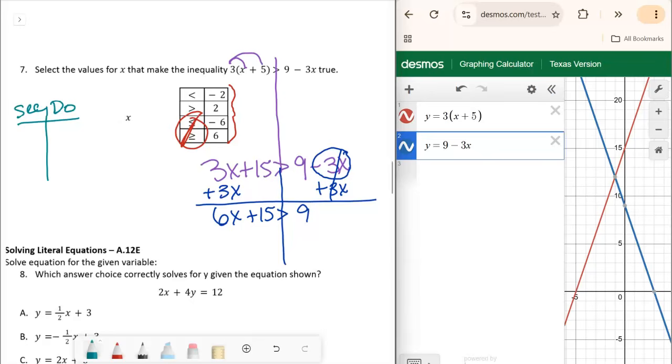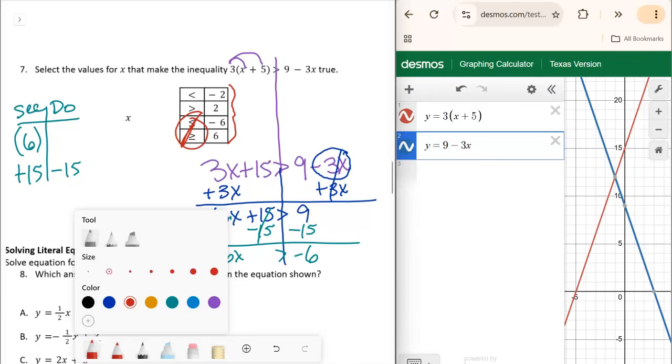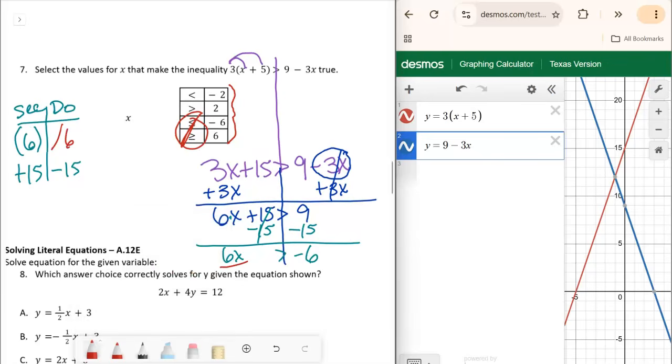Okay, what do I see happening with the x? The x is multiplying by 6, and they added 15. So the first thing I'm going to do is subtract 15 from both sides, so they can cancel, and then that leaves me with 6x greater than negative 6. I'm going to divide both sides by a positive 6. So because I'm dividing by a positive, the symbol is going to stay the same. Okay, the symbol is not going to flip.